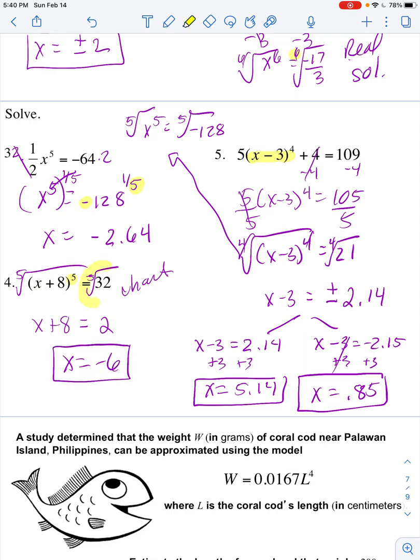Now, if you're looking at this and thinking, that doesn't make sense, how'd she get a negative? I didn't get a negative from the root. I got a negative because I subtracted 8 at the end.